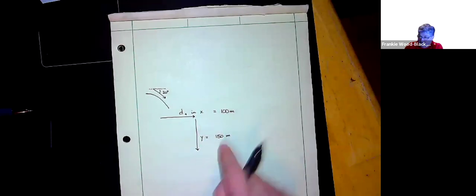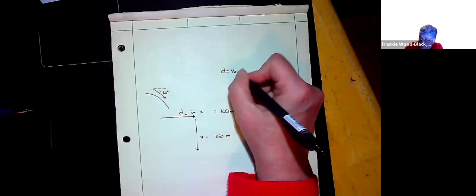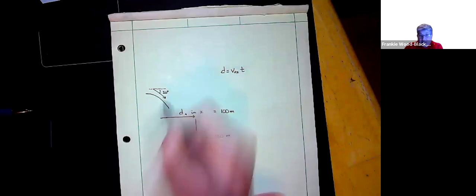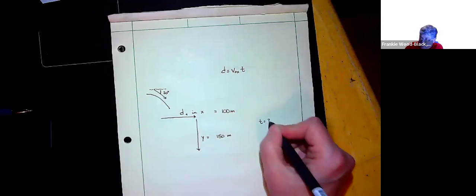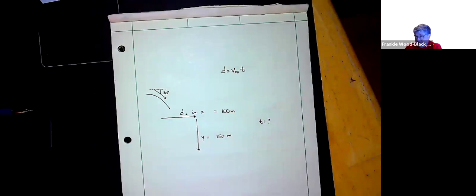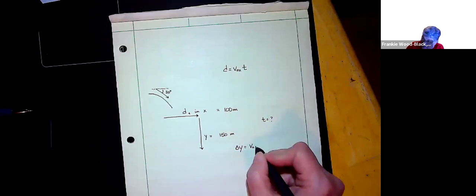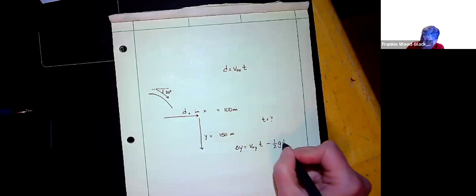Well, I know that distance is going to equal my initial velocity in the x direction times time. I'm given that kind of a value. I think the problem may give you time. I'm not 100% sure, but you're going to have to come up with time. But you can figure out time, right? Because my change in y is equal to my initial velocity in the y direction times time minus 1/2 gt squared.